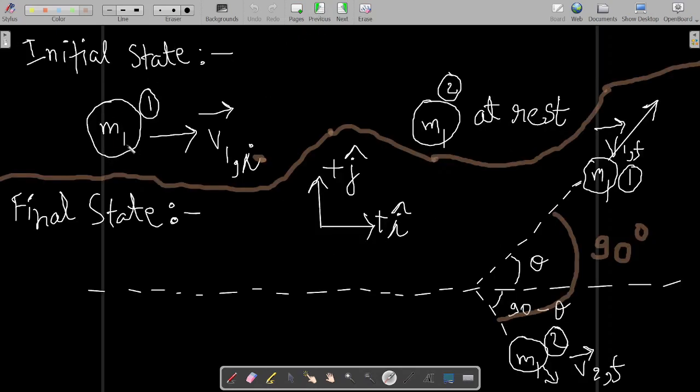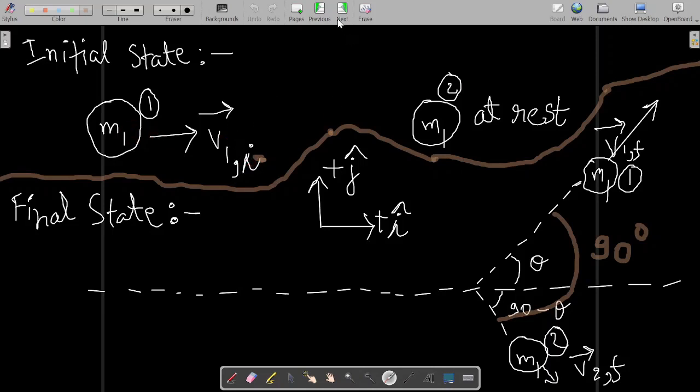Have a look at the initial momentum. The initial momentum will be m1 multiplied by this much, because only object 1 is moving initially. Object 2 is at rest initially. So object 1 has mass m1, object 2 also has mass m1, but it is at rest. So the initial momentum will be m1 multiplied by v1,i.